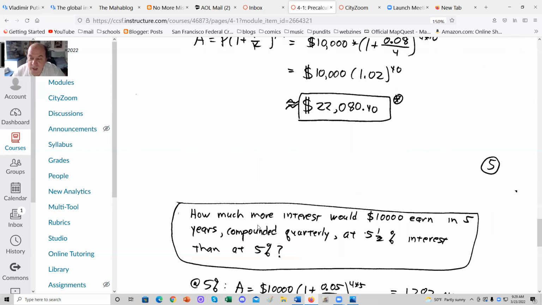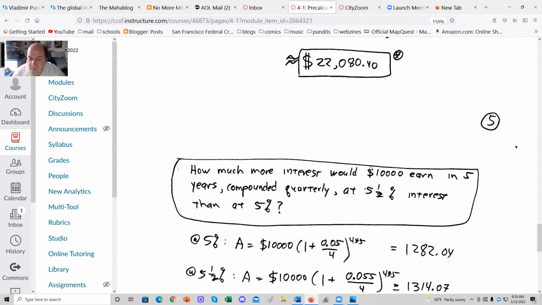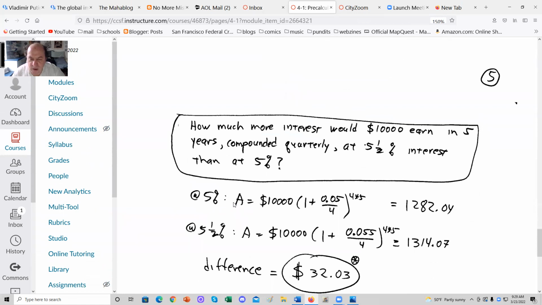How much more interest would $10,000 earn at 5.5% compared to 5% compounded quarterly? So we figure the later amount A at 5% interest and 5.5% interest. A equals P, that's $10,000, times 1 plus, here 0.05 over 4, here 0.055 over 4, both to the power of 4 times 5 years.